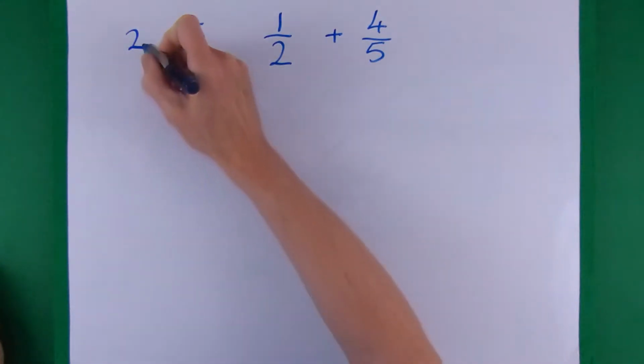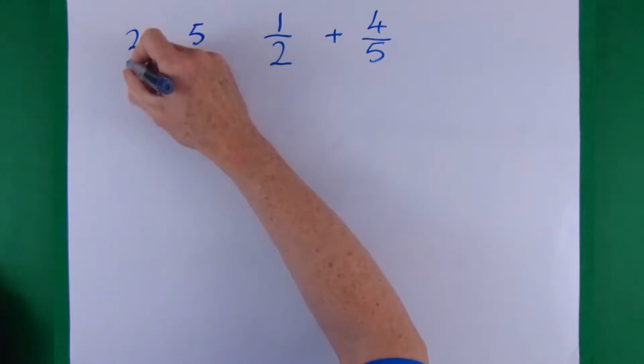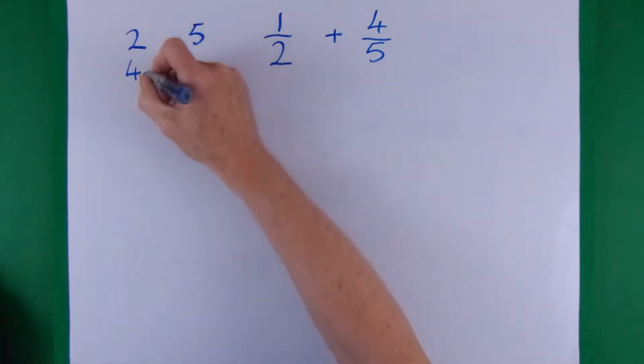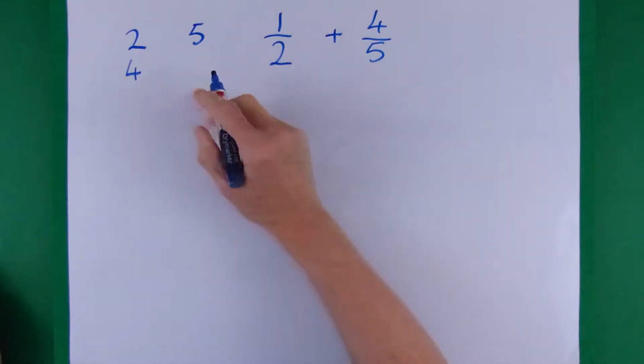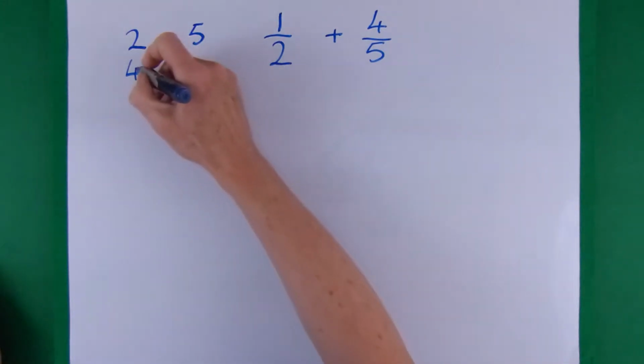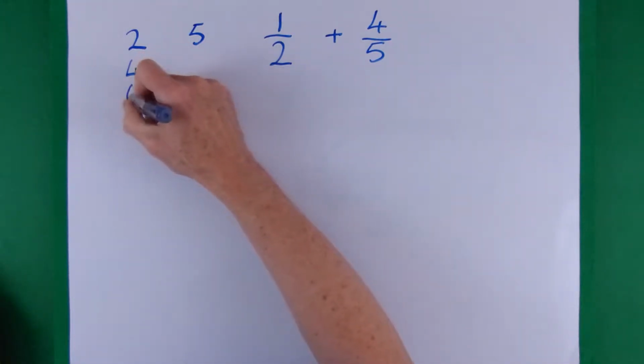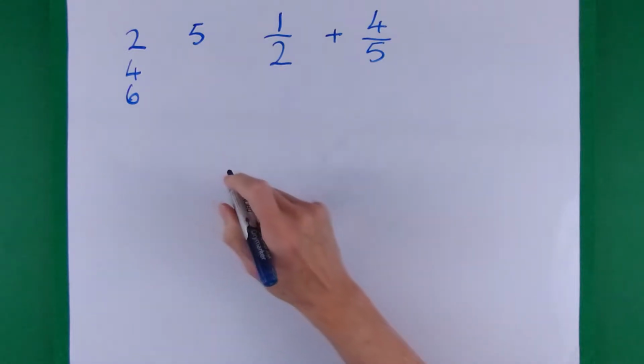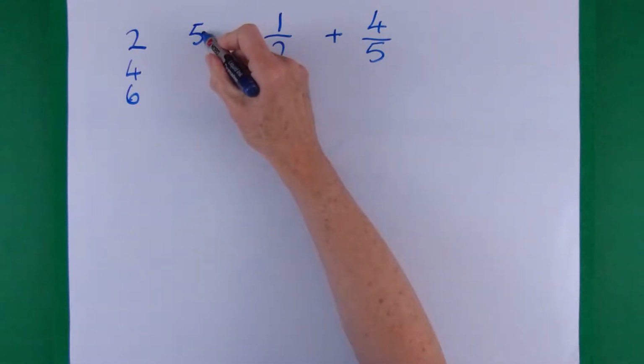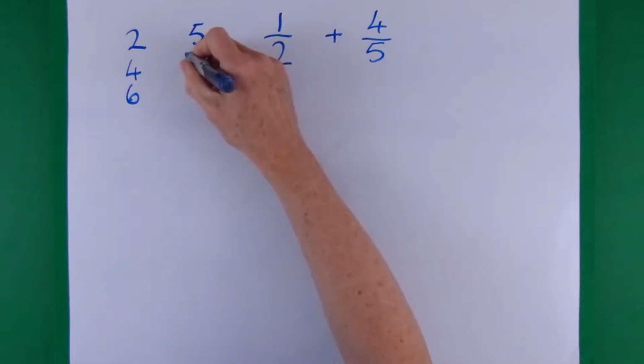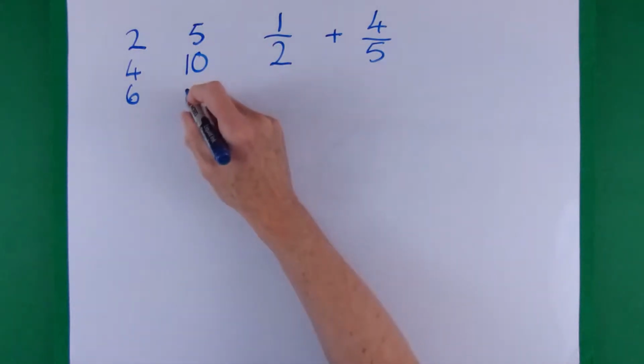Two is the smallest number, so add 2 to make 4, which is 2 times 2 is 4. 4 is still the smallest number, so add another 2 to make 6, which is 1, 2, 3 times 2 is 6. 5 is now the smallest number, so add 5 to make 10, which is 2 times 5.